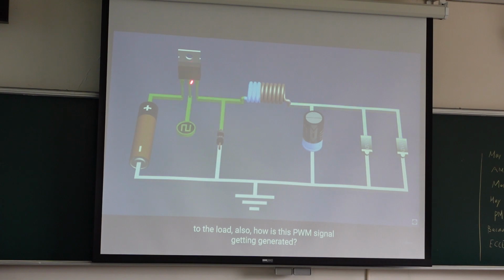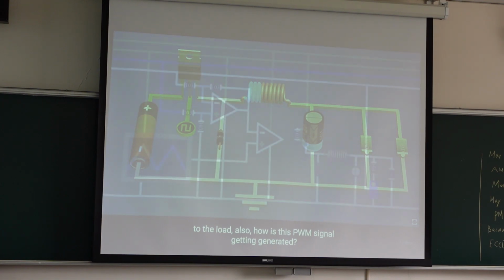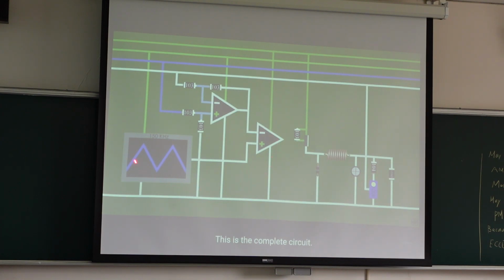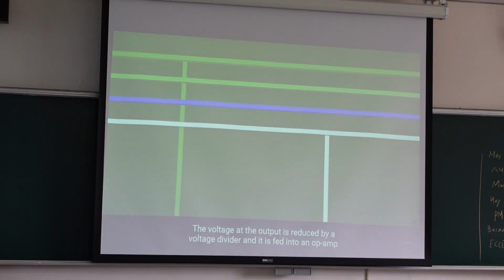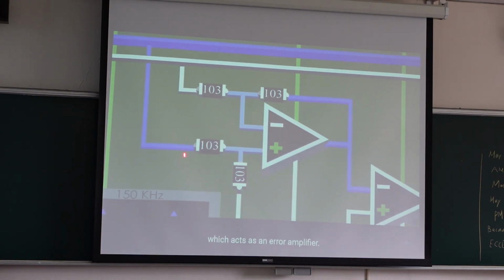Also, how is this PWM signal getting generated? So this is the complete circuit. This is the PWM generator. The voltage of the output is reduced by a voltage divider, and it is fed into an op-amp, which acts as an error amplifier.